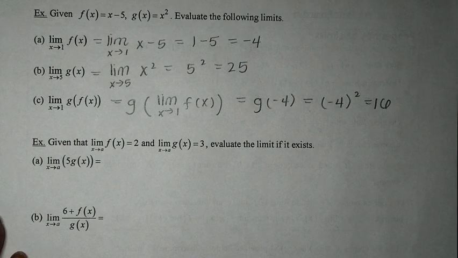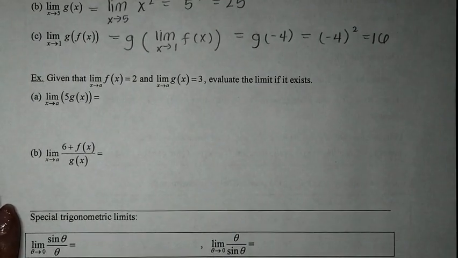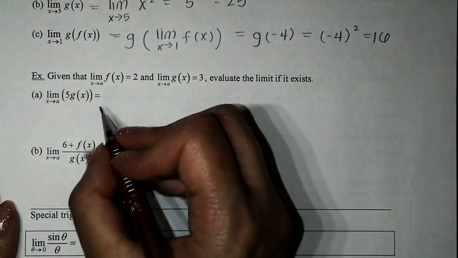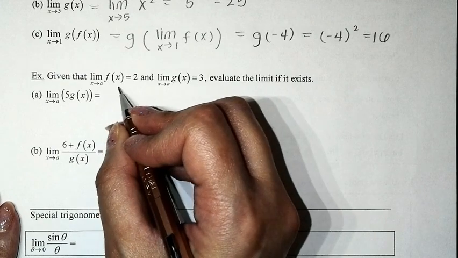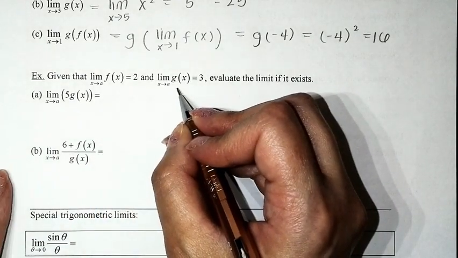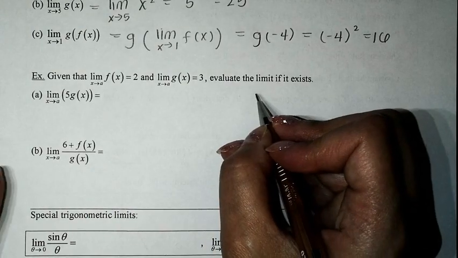Isn't that nice? Now let's do a little bit more, so you can see that using the properties of limits is pretty nice. So what you have here is, given that the limit when x approaches a of f of x is equal to 2, and the limit when x approaches a of g of x is equal to 3, they ask you to evaluate these limits if they exist.